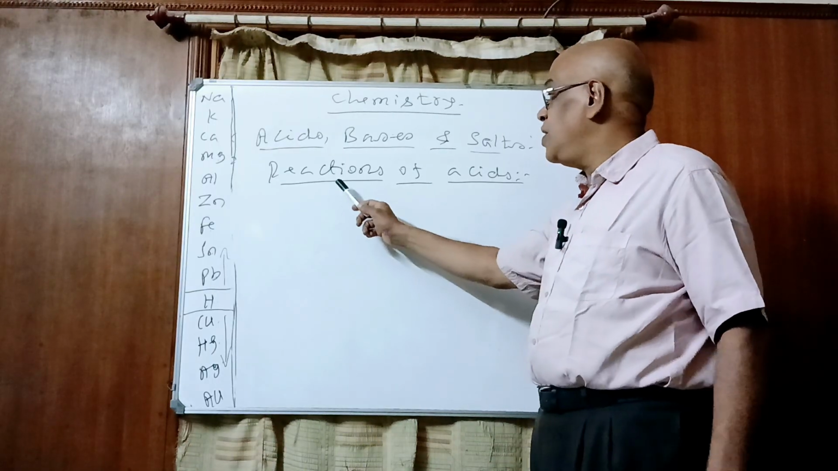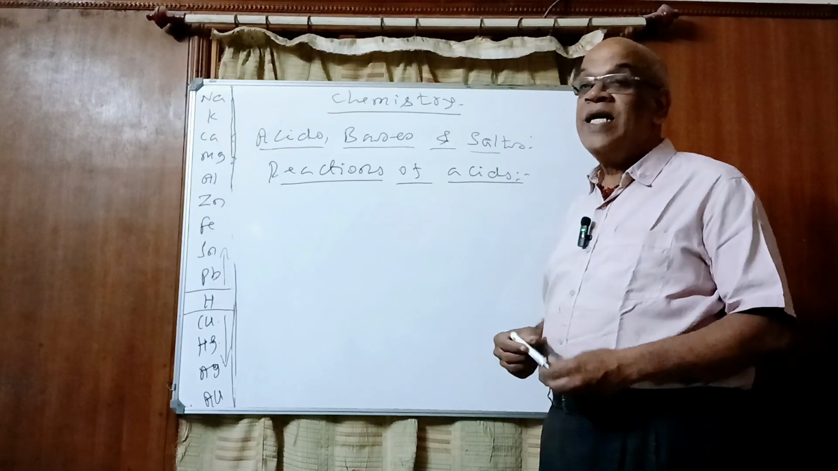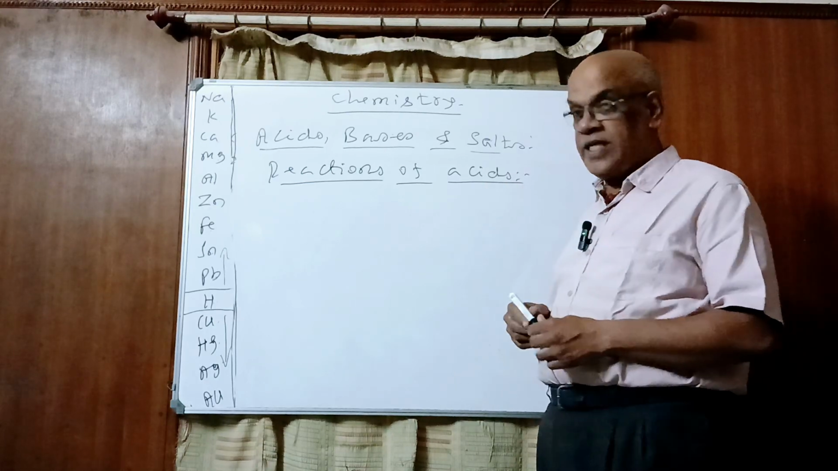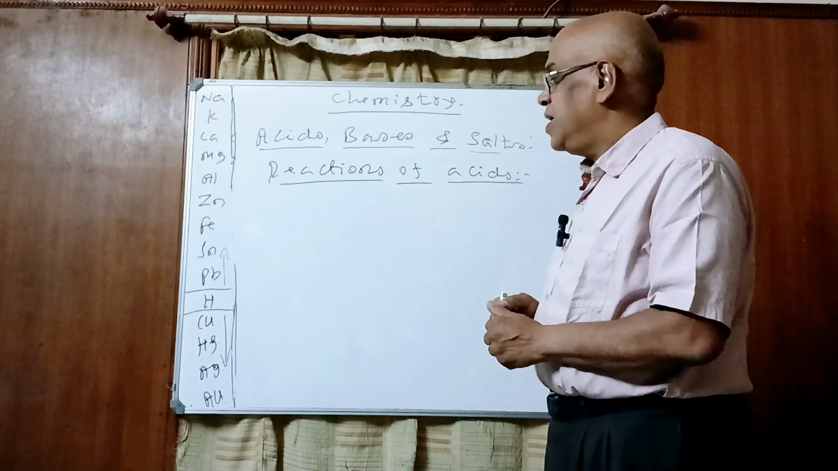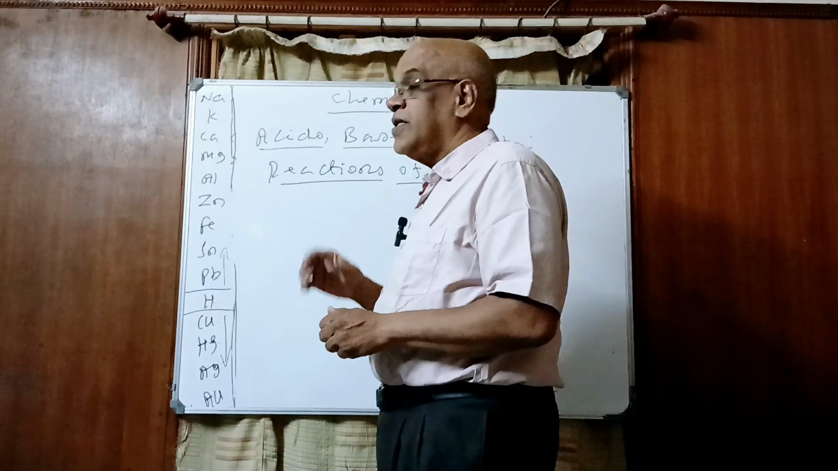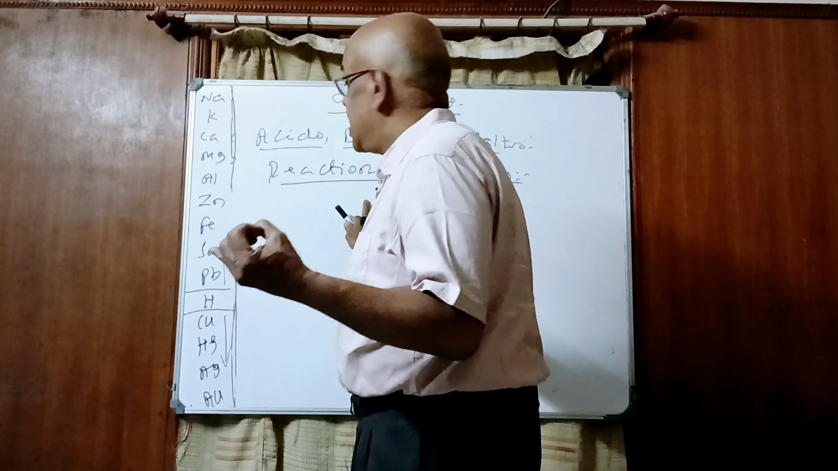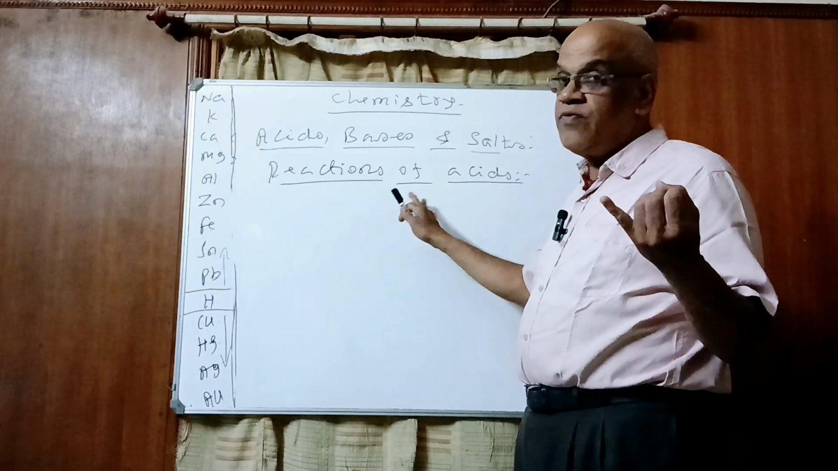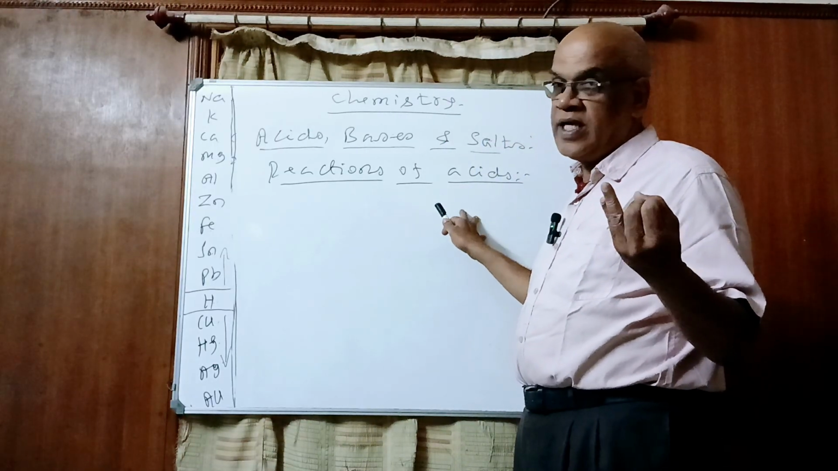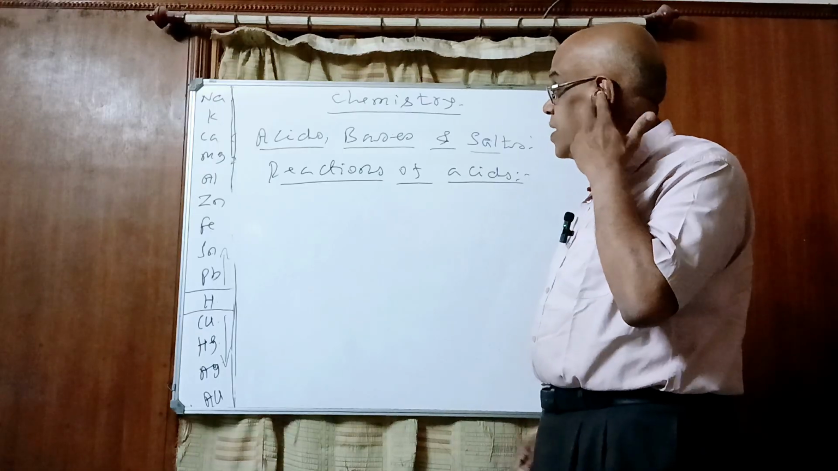Here we are discussing reactions. What type of reaction? Chemical reactions of acids. Understood, children? There are 5 important reactions. What are they, children? Reactions of acids with metals. Any metal reacting with acids, what do we know? We already discussed in the first chapter, they liberate hydrogen gas. Yes or no, children?